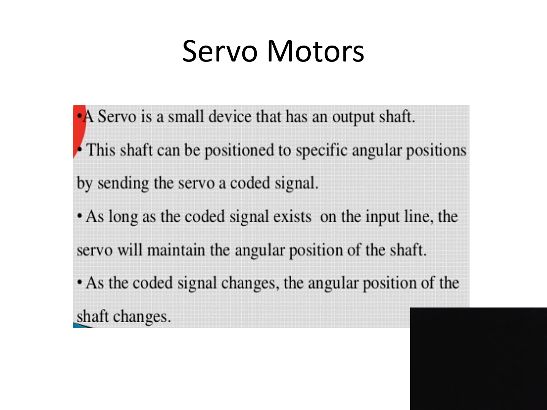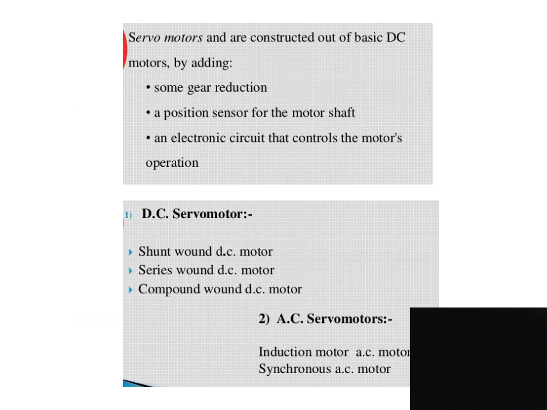Coming to the next one, the servo motor. A servo motor is a small device that has an output shaft. The shaft can be positioned to a specific angular position by sending a coded signal. As long as a coded signal exists on the input, the servo will maintain the angular position of the shaft. As the coded signal changes, the angular position of the shaft also changes. A servo motor is constructed out of DC motors.